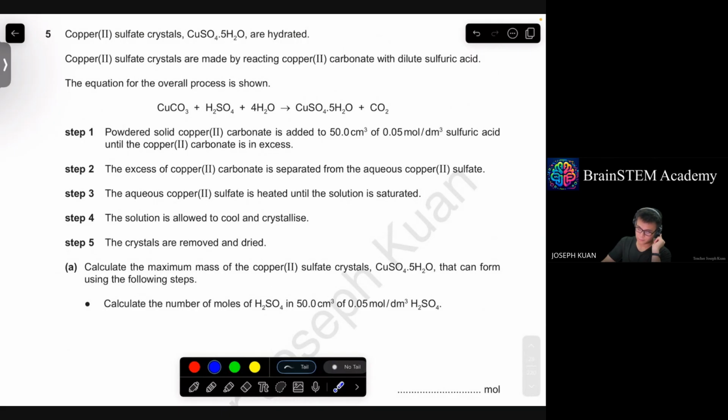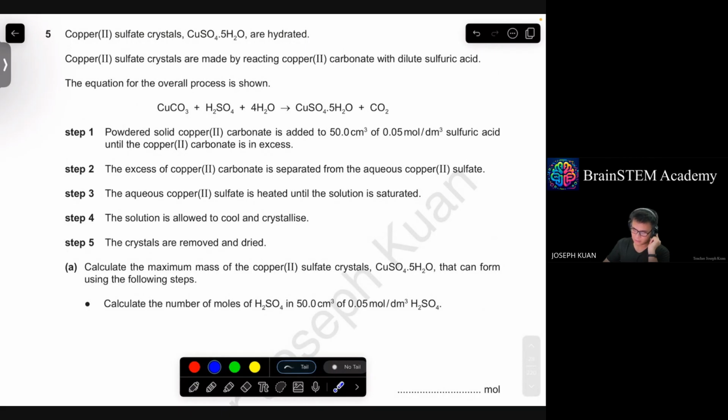Powdered solid copper(II) carbonate is added to 50 cm³ of 0.05 mol/dm³ sulfuric acid until the copper(II) carbonate is in excess. The excess copper(II) carbonate is separated from the aqueous copper(II) sulfate. The aqueous copper(II) sulfate is heated until the solution is saturated. The solution is allowed to cool and crystallize, and the crystals are removed and dried.